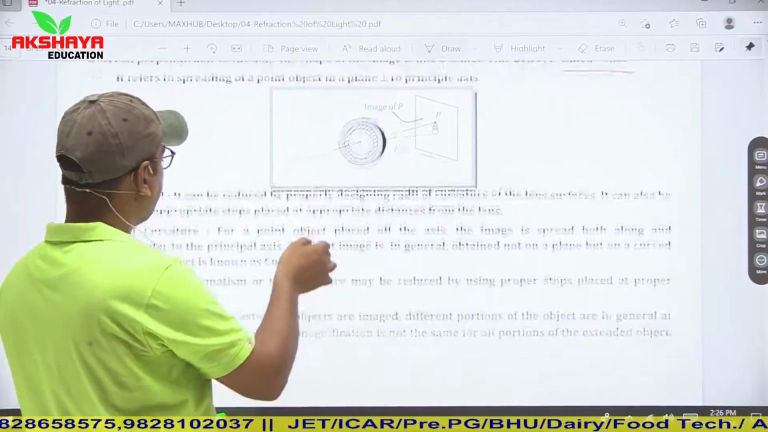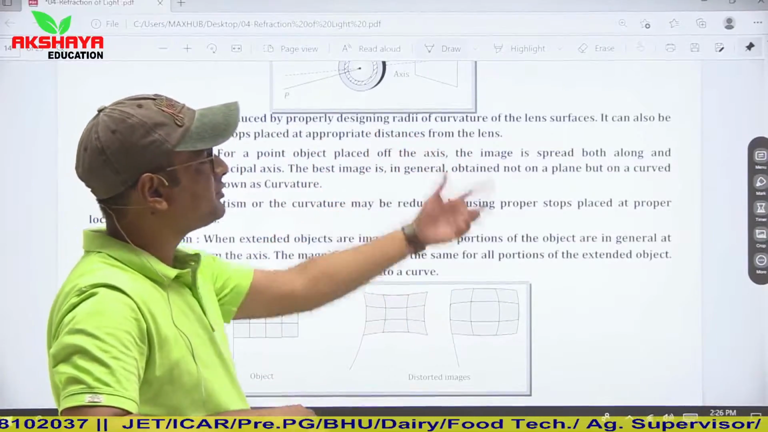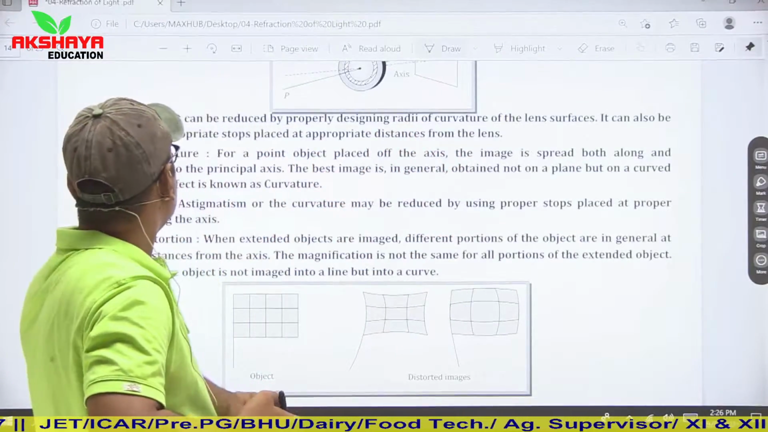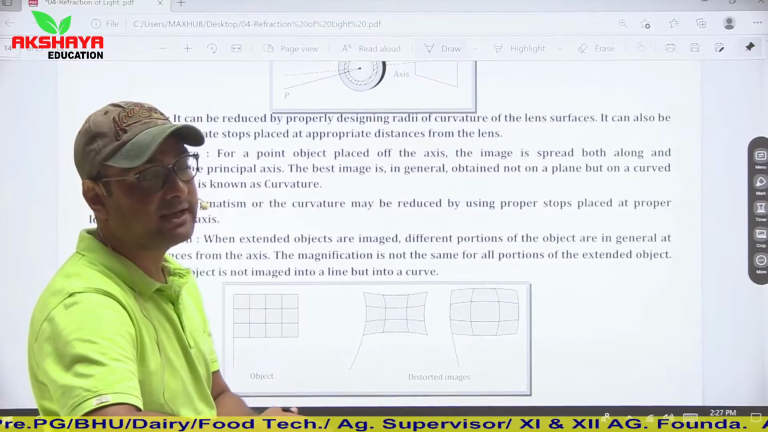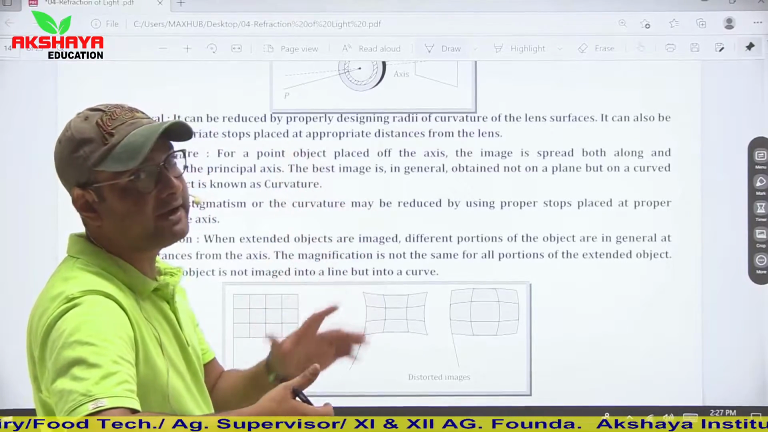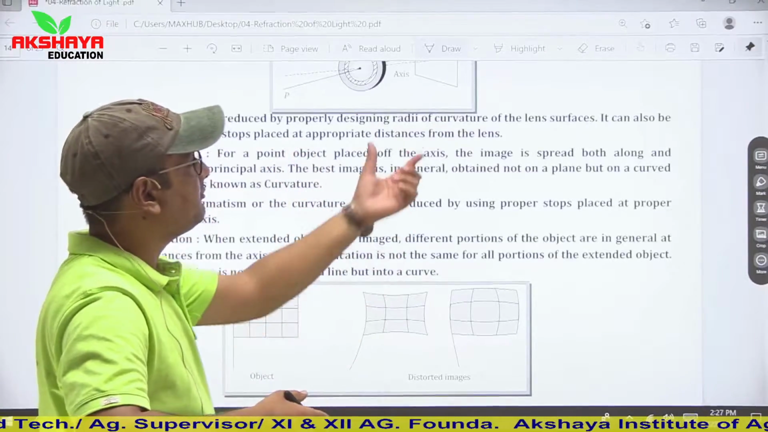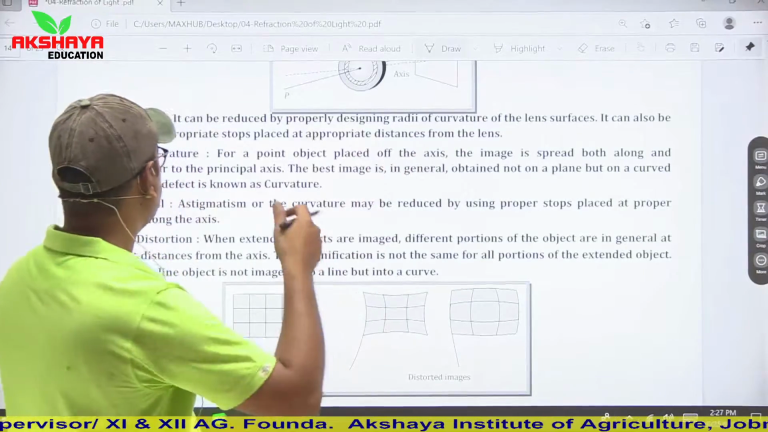Its removal: it can be reduced by properly designing radii of curvature of lens surfaces. It can also be reduced by appropriate stops placed at appropriate distances from the lenses. So again, we can use stoppers to minimize this coma defect, or we can design proper radius of curvature of lenses used.